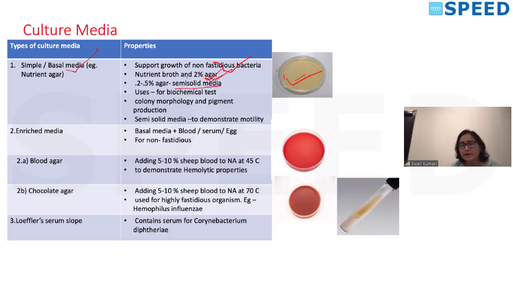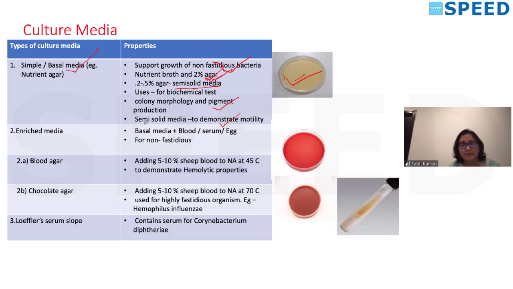Where do we use this nutrient agar? We use it for reading the colony morphology and pigment production of bacteria. We know a few bacteria produce pigment, like Pseudomonas and Staphylococcus aureus. So for their pigment production, we need nutrient agar. Then if it's semi-solid, we demonstrate the motility of the bacteria.